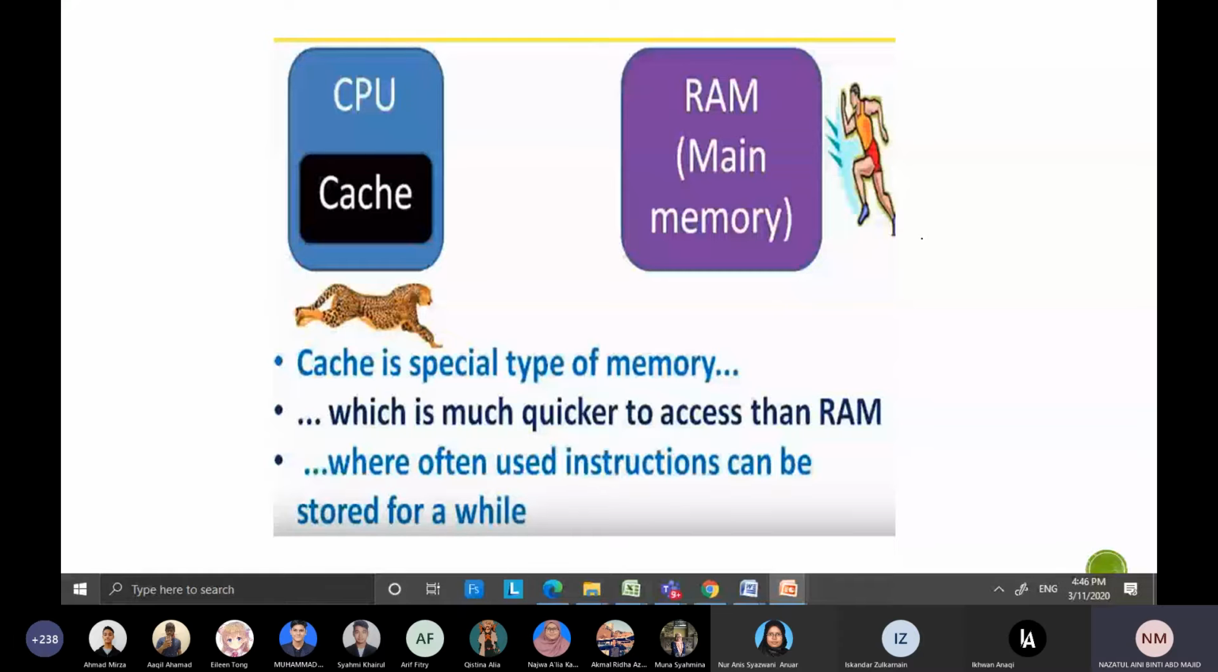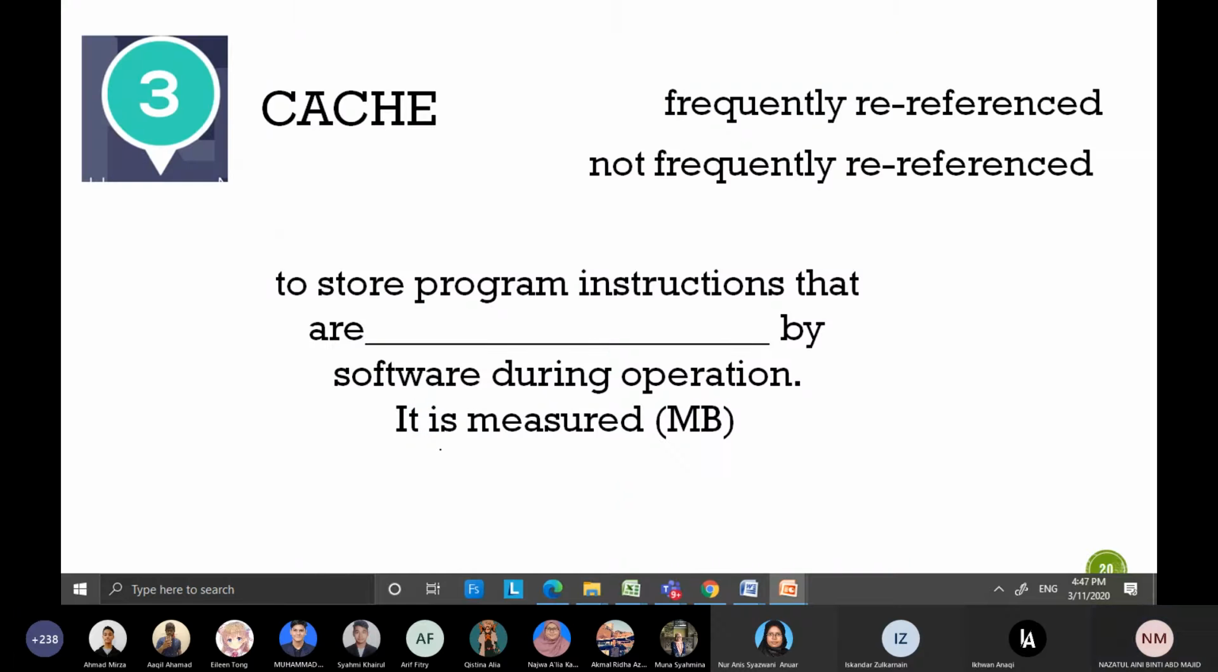You can find a lot of information about cache from YouTube videos. This is a print screen from a video. I like this video because it has this animal, which represents the cache, because the cache is much quicker to access than the RAM. That's why often-used instructions will be stored there.